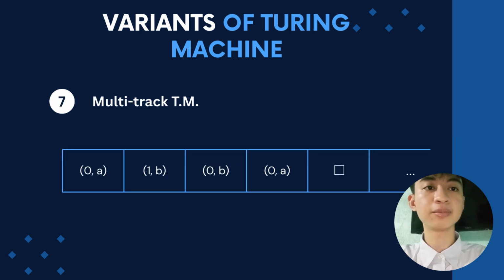And lastly, we have the multi-track Turing machine, where each cell contains multiple tracks or multiple symbols, which allows the machine to read and write multiple data pieces in one position.